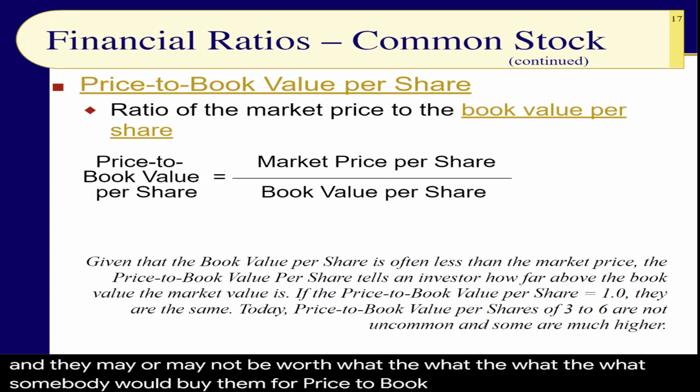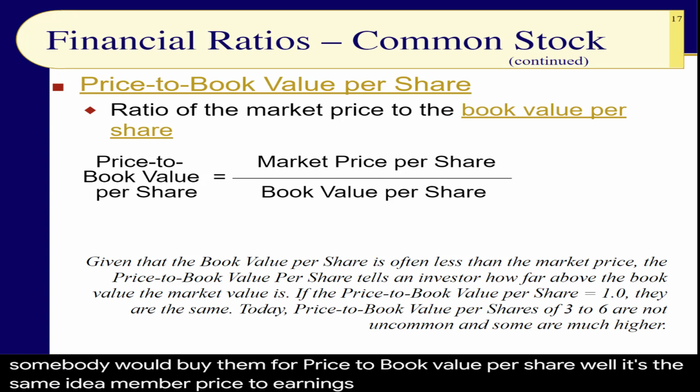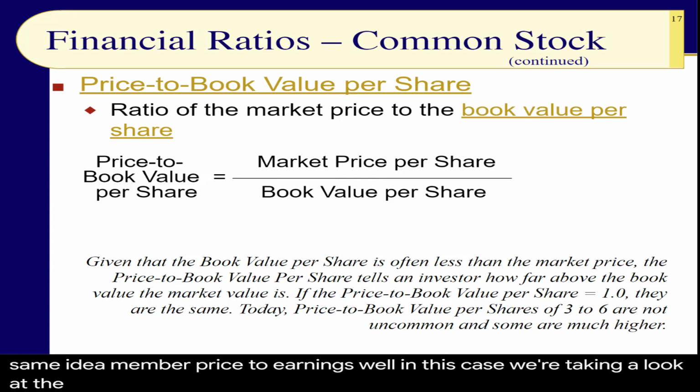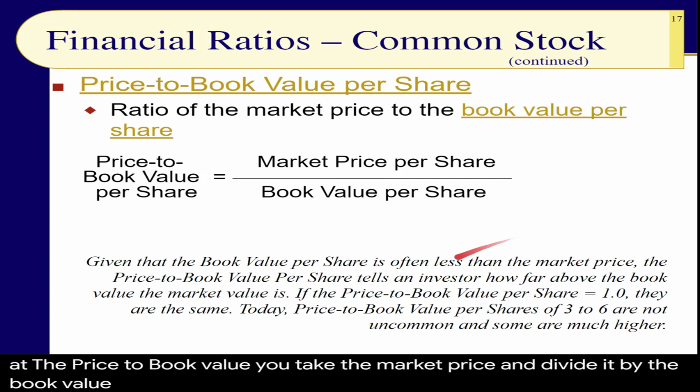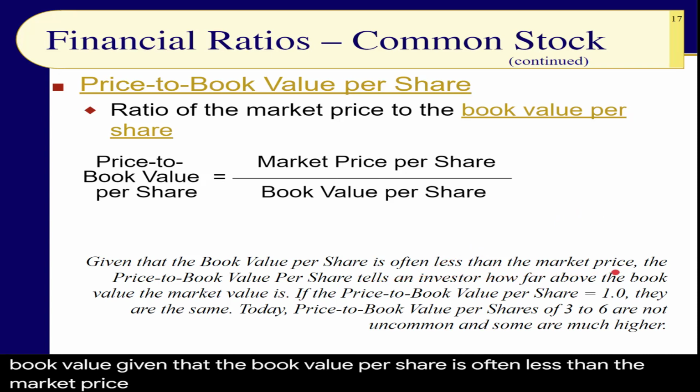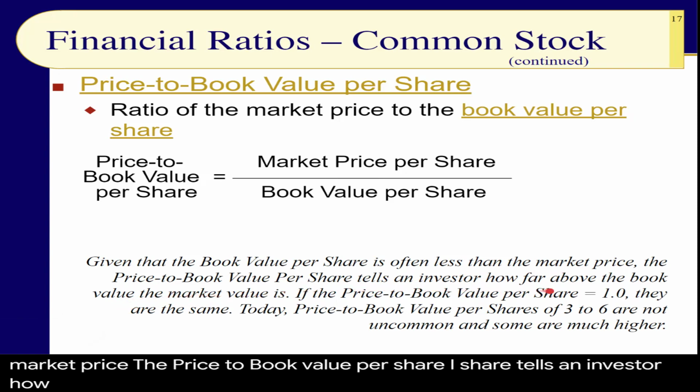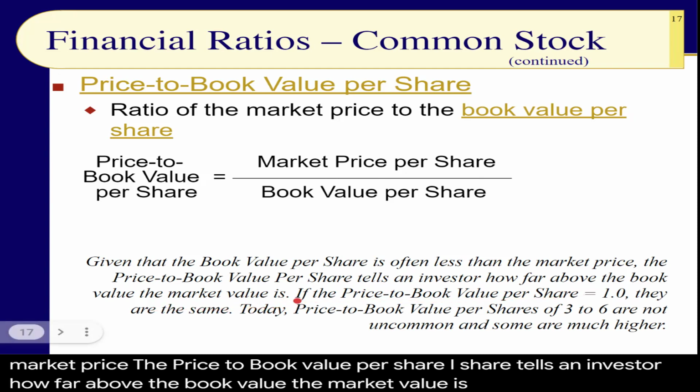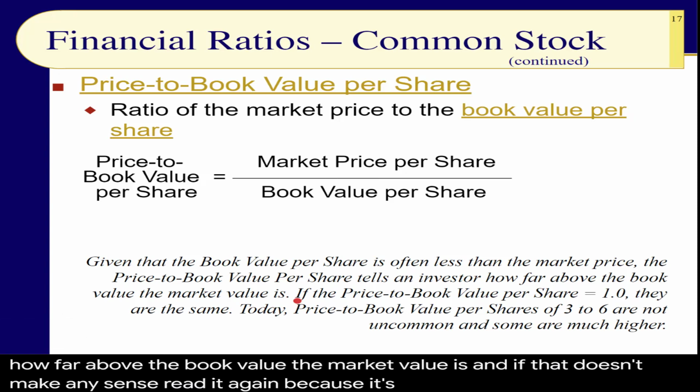Price to book value per share. Well, it's the same idea. Remember price to earnings? Well, in this case, we're taking a look at the price to book value. You take the market price and divide it by the book value. Given that the book value per share is often less than the market price, the price to book value per share tells an investor how far above the book value the market value is. And if that doesn't make any sense, read it again because it's pretty straightforward.